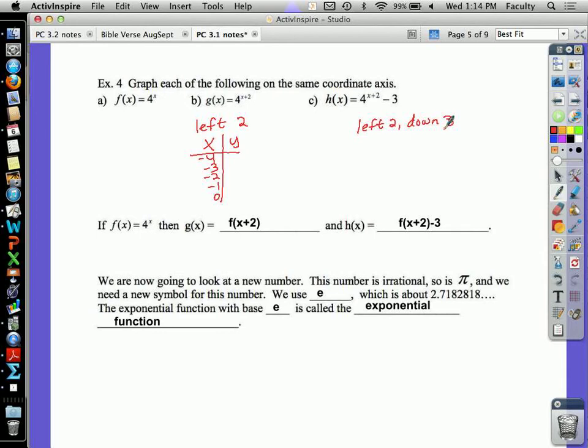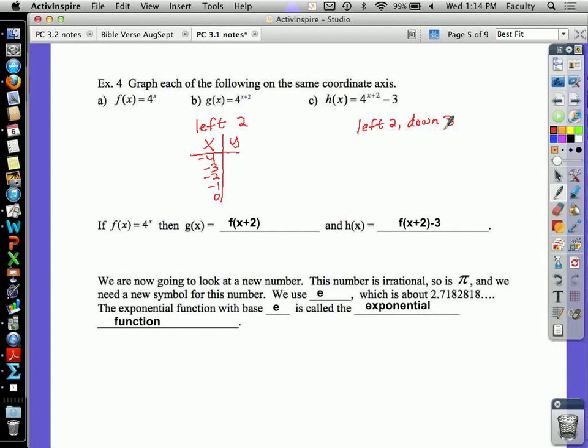Now, I want to make a more abstract connection. If f of x is 4 to the x, then g of x is really equivalent to f of x plus 2. Do you understand that? That if I went to f of x and I did f of x plus 2, that produces g of x. And then h of x is really f of x plus 2 minus 3. Okay? That's just an abstract way to do that.